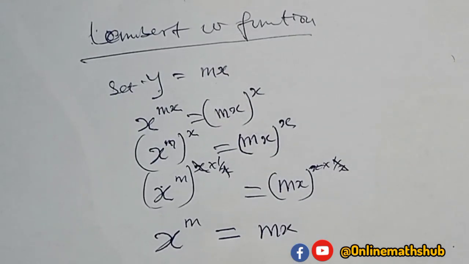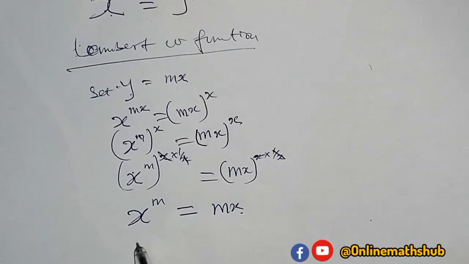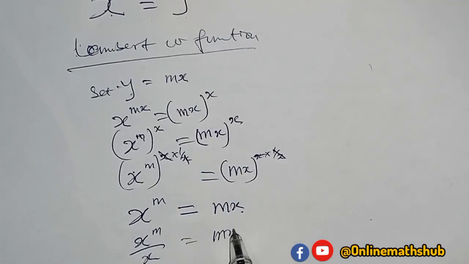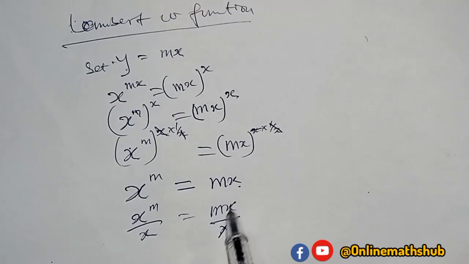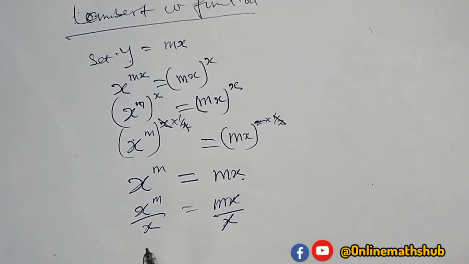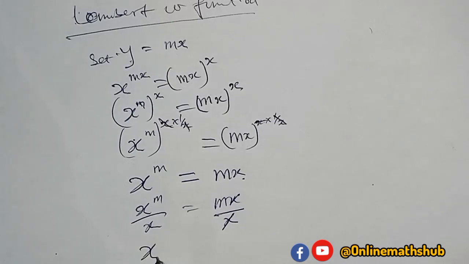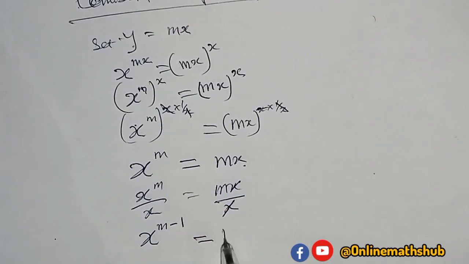At this point I will proceed to divide through by x so that I can bring the x's to one side. If I do that, we'll have x raised to power m divided by x, and then mx divided by x right here. Of course, this x can cancel this, and then I can evaluate this using one of the rules of indices, which is going to give me x raised to power m minus 1. And of course it is equal to m.